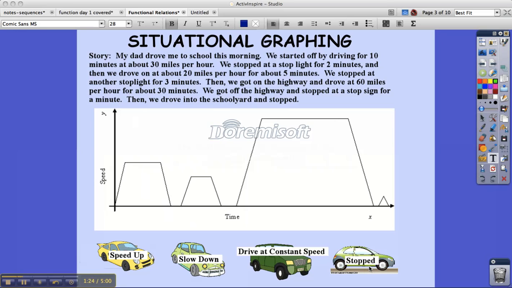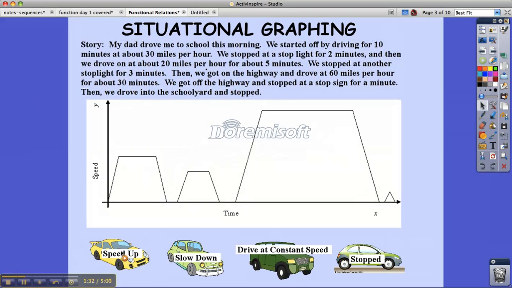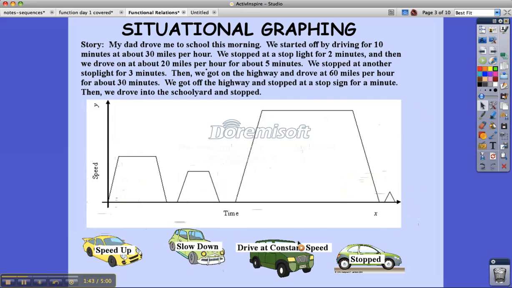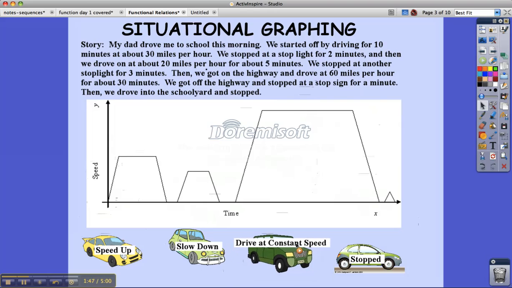So I want you to pause the video right now and go ahead and read this story, and then try to determine when we are speeding up. So put the speed up on what part of the graph speed up is happening. There are multiple parts of the graph where speed up is happening. When we're slowing down, and when we are driving at a constant, and when we are stopped. So pause the video right now and do that.